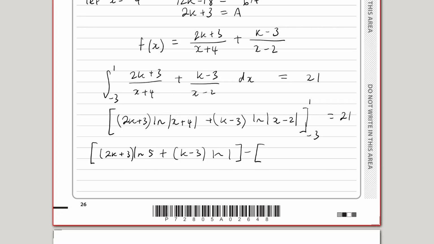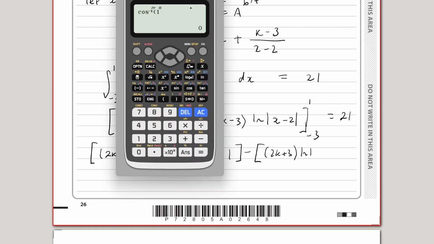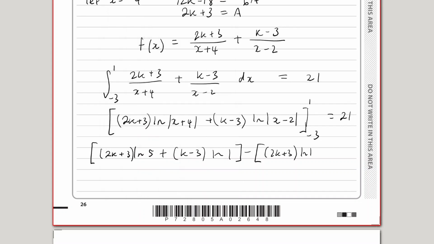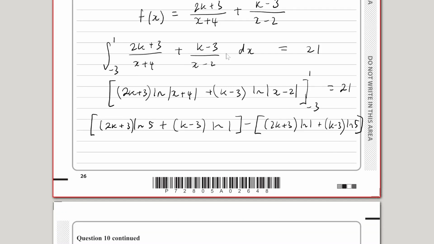minus (2k plus 3) log 1. So log 1 is 0. So they're going to disappear. Plus (k minus 3) log 5. So the log 1s are going to go. So we've got (2k plus 3) log 5 minus (k minus 3) log 5 equals 21.